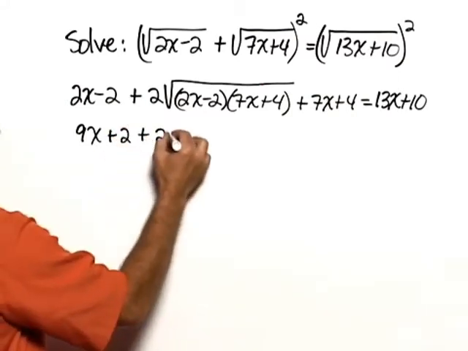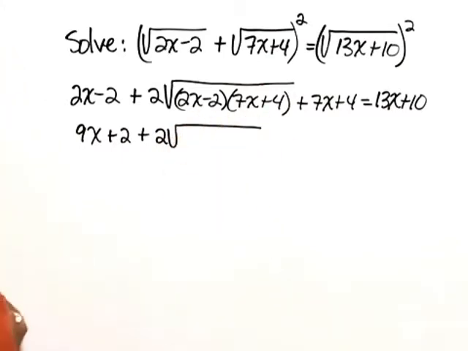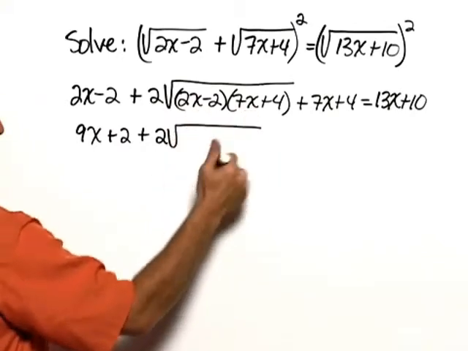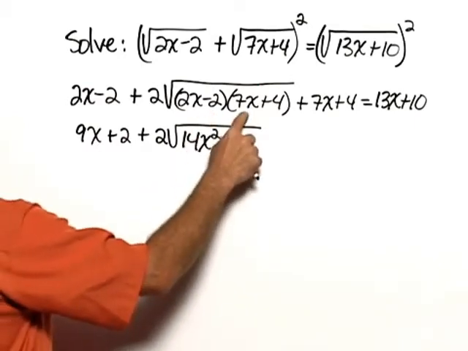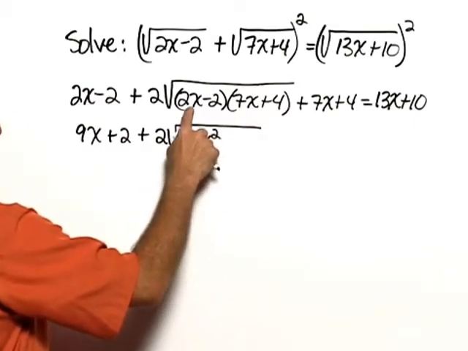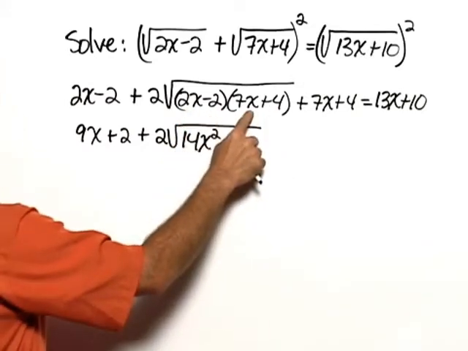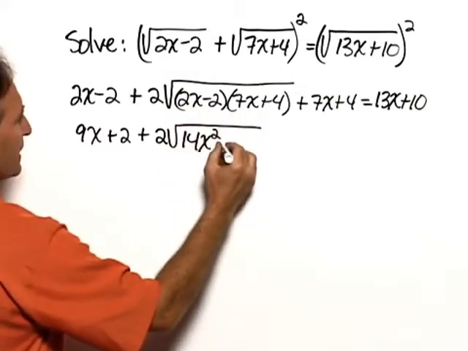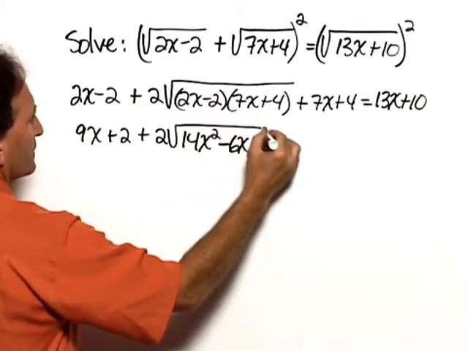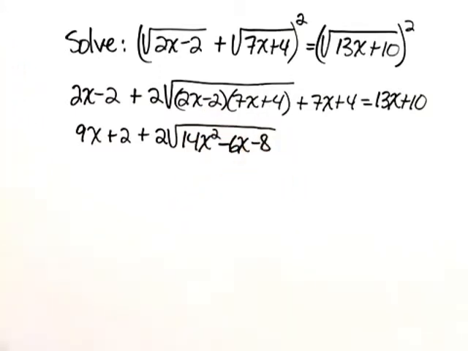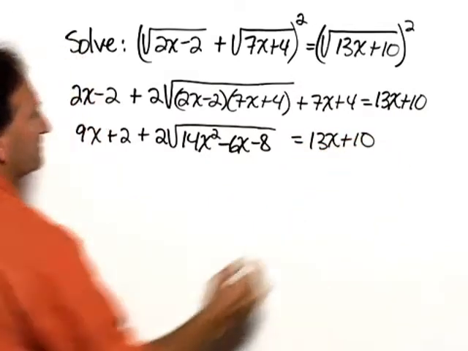Then we have plus 2 times the square root of, let's expand out this binomial times binomial. 2x times 7x is 14x squared. The inner term is negative 14x. The outer term is positive 8x. So negative 14x plus 8x gives us negative 6x. And then negative 2 times 4 is minus 8. And that's all underneath the radical. That's equal to 13x plus 10.